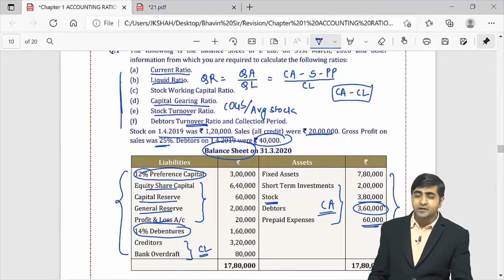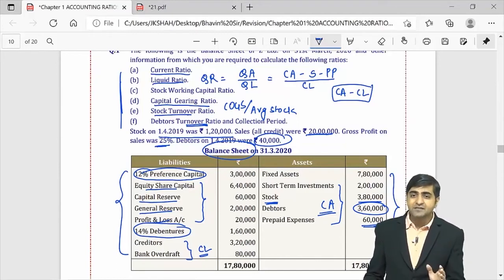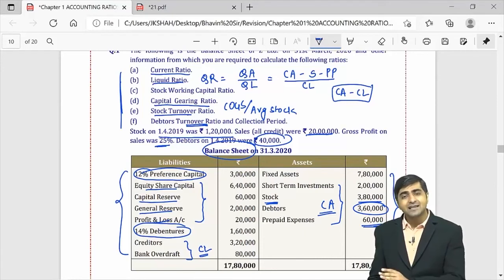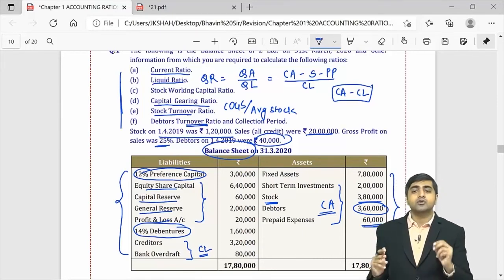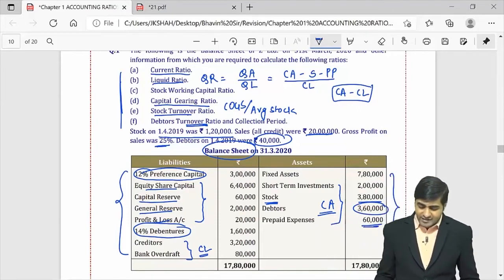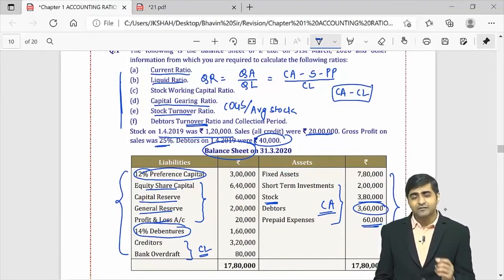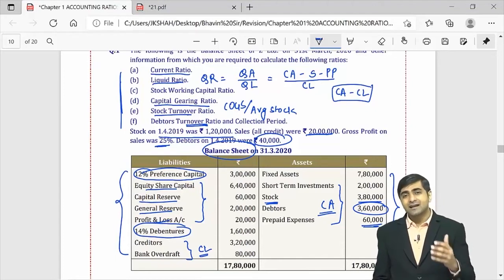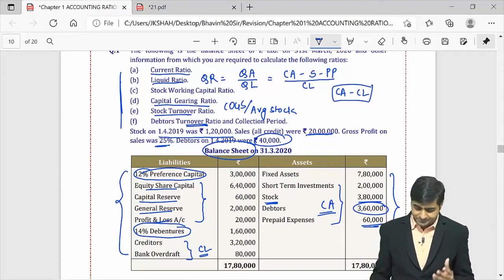And what about the collection period? For your collection period, you can calculate this in months, days or weeks, but here no data is specified, so we can calculate this in days. We will take 365 and divide it by the debtors turnover ratio to find the debt collection period. So guys, that's how you have to approach this particular question. This belongs to your type 1. We have the data available, we just have to classify into different heads and calculate the ratios accordingly.